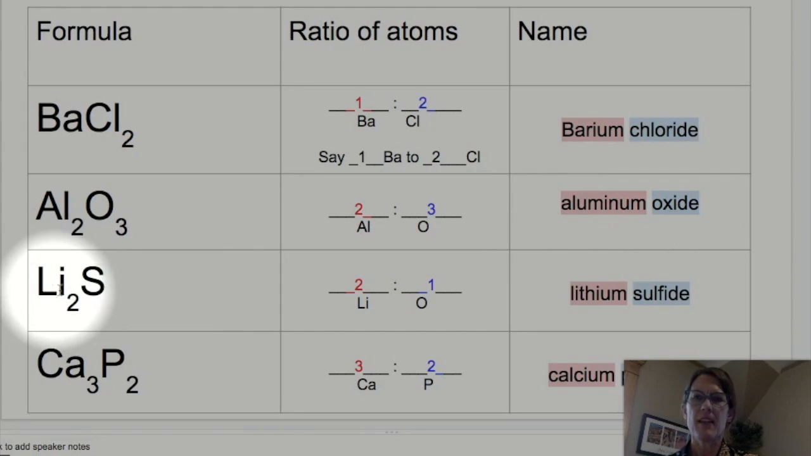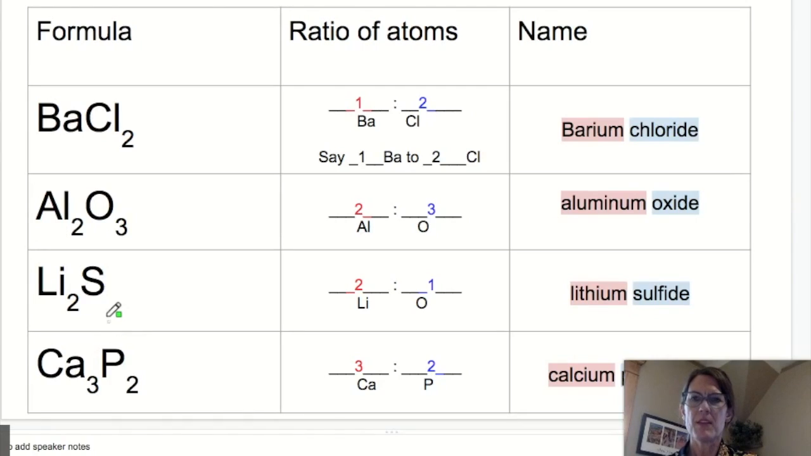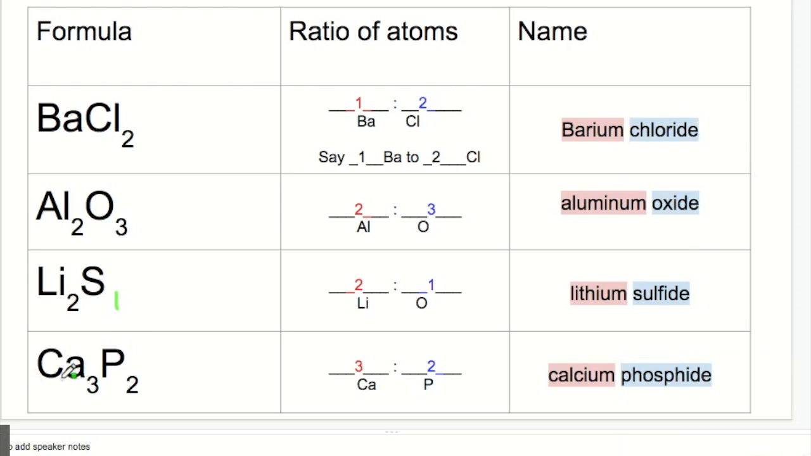Next one, Li2S. Remember when there's no subscript, that's the same as a 1. So that means 2 to 1. And that's called lithium sulfide. Sulfur becomes sulfide. So lithium sulfide. And then the last one, Ca3P2 means 3Ca and 2P, and that's called calcium phosphide.